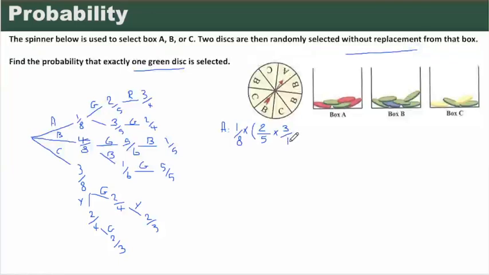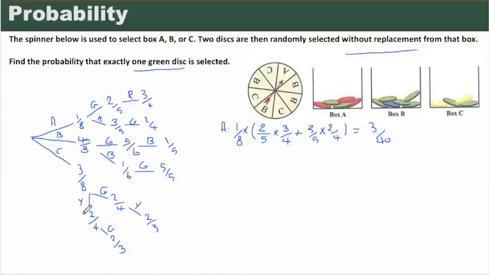or, when I'm talking about or, I put plus, or 3 over 5, the first disc is red and the second is green, 3 over 5 and the second is green. If I find this probability, it gives me 3 over 40.